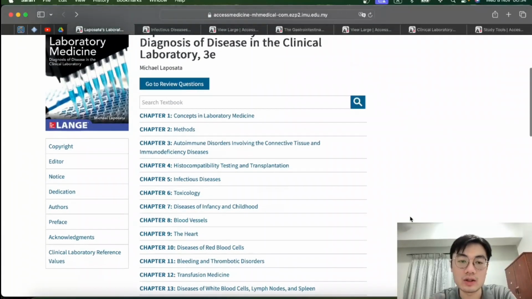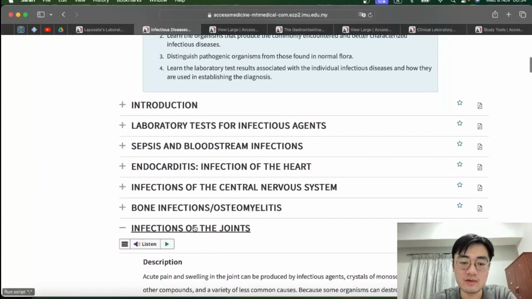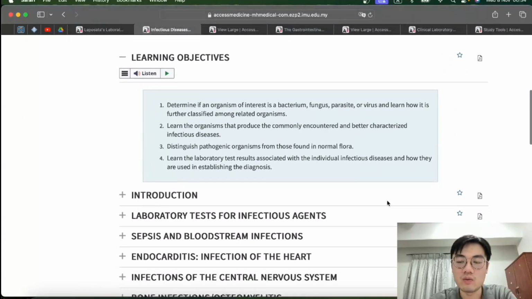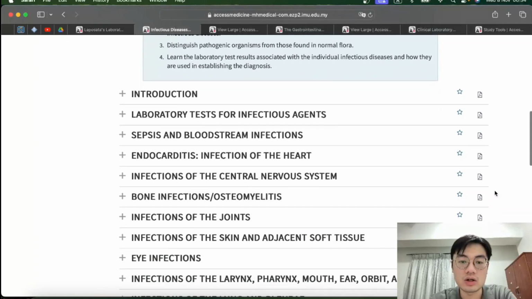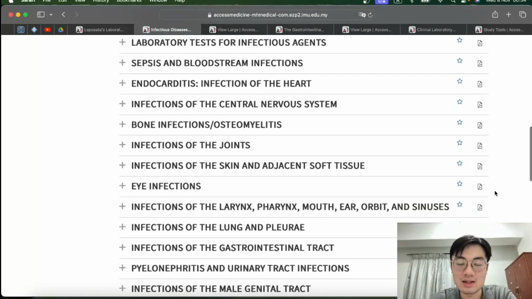So we can go and look into one of the topics on the chapters. I will go into chapter 5, infectious disease. When I click here, it will bring me to this page. Under infectious disease, they also have a very wide range of different subtopics according to each system, because as we know, each system can be affected by different bacteria and viruses.